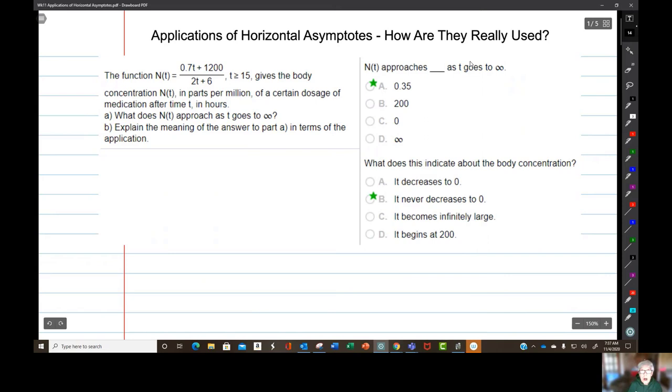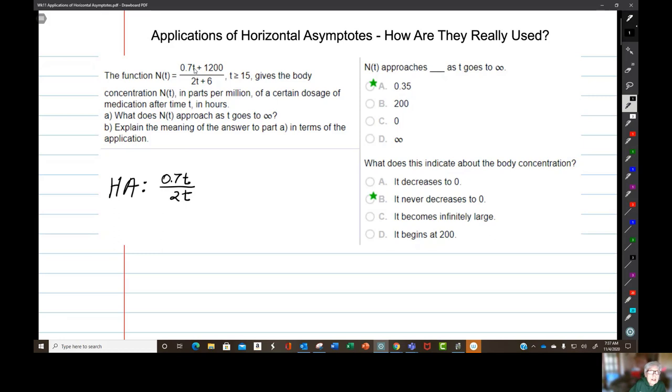So let's do this. We are going to calculate, like we did Monday, the horizontal asymptote. And remember, you calculate the horizontal asymptote, the HA, by taking the highest degree term on the top and putting it over in a fraction, a ratio, the highest degree term on the bottom. So that will be 0.7t over 2t.